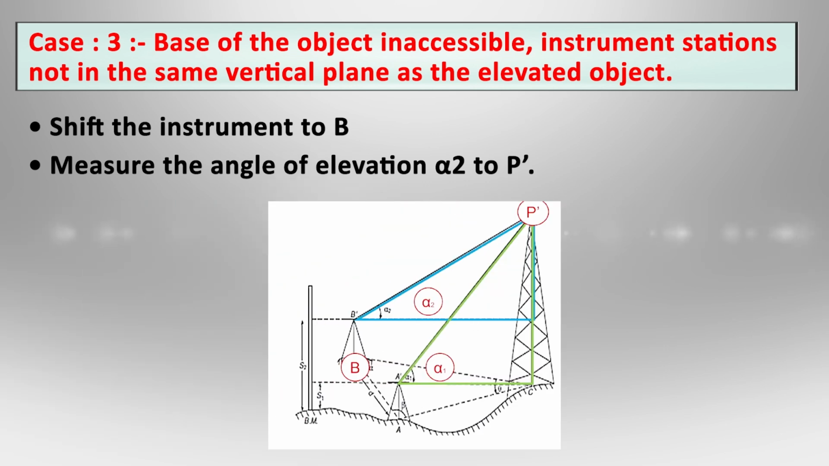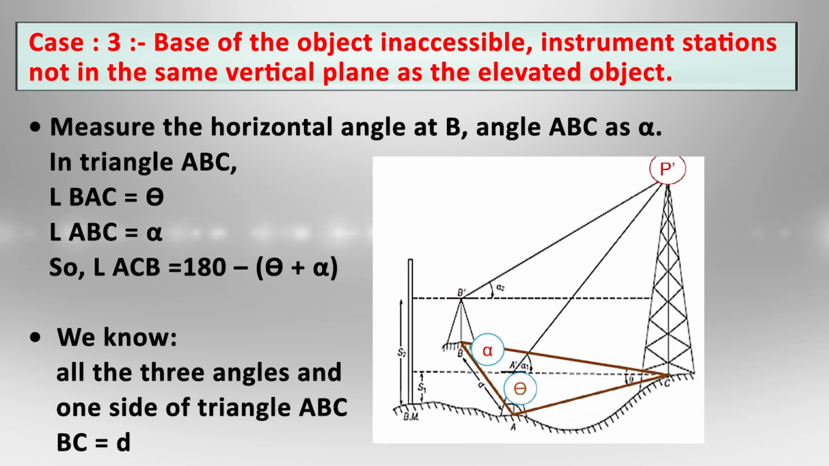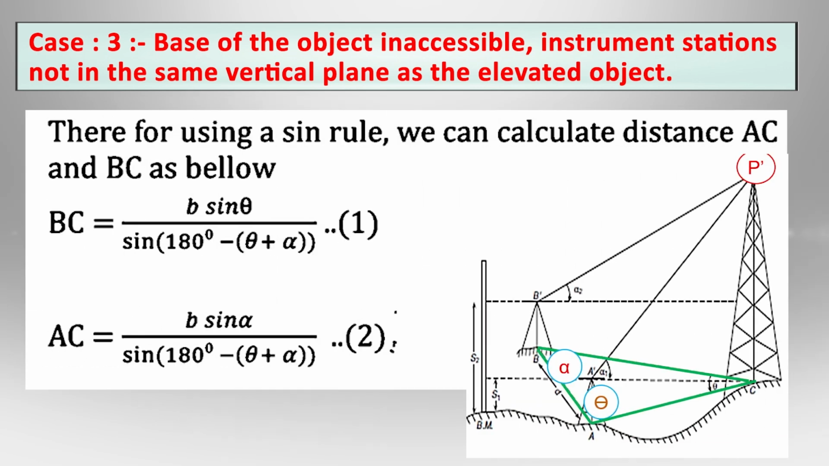Now shift the instrument to point B and measure the angle of elevation alpha 2 at B. Also measure the horizontal angle. From a station, we are not just measuring the vertical angles alpha 1 and alpha 2, we are also measuring the horizontal angles theta and alpha, that is, angles ABC and BAC. So we get from the triangle, angle ACB is equal to 180 minus (theta plus alpha). So all the values are known to us now.